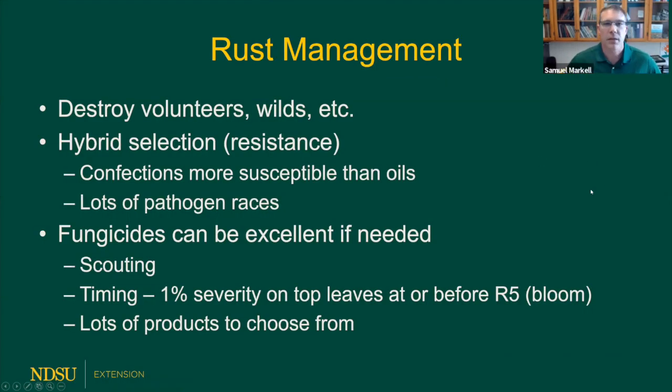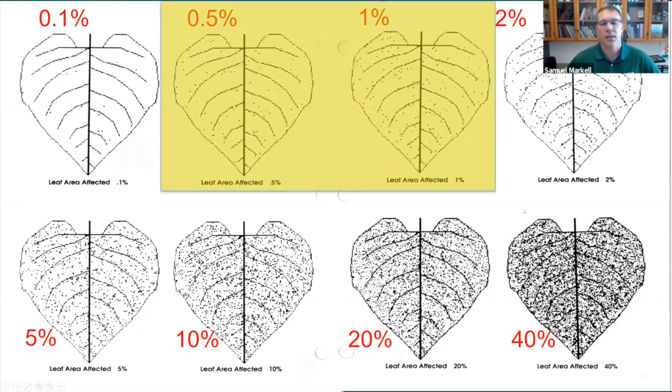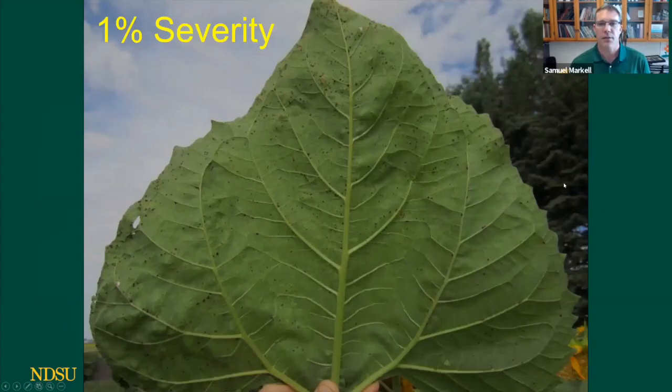So with rust management, it's similar to Phomopsis in that you want to destroy volunteers and wilds because this thing can survive. Hybrid selection is also important, but because the pathogen has races, it's not a silver bullet. But fungicides are excellent, and we've worked that out pretty well. So the threshold for a fungicide application is about 0.5% to 1% severity at R5, so bloom, on the upper 4 fully expanded leaves. So take a look at the sunflower crop at that time, the upper leaves. If you see this much rust, you are definitely at risk, and a fungicide is most likely going to help you. This is about 1% on the leaf itself.